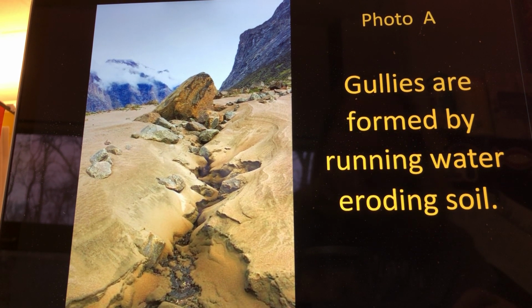There you go. We have a gully. And it's going to be formed by running water or eroding soil. So you're not going to see this maybe in the tops of places, but maybe as the water is trickling down a mountain or down a hillside, and it's going to take the soil and break that soil down. Pretty cool picture.